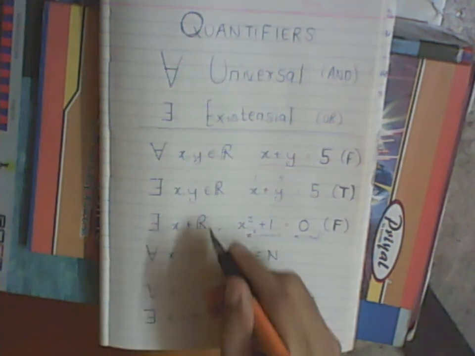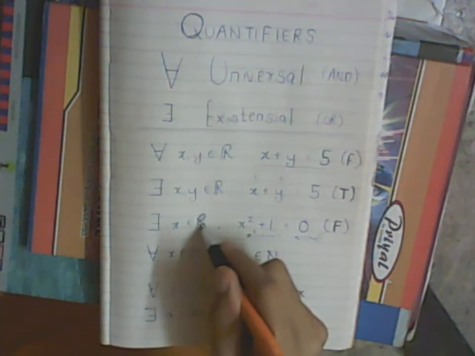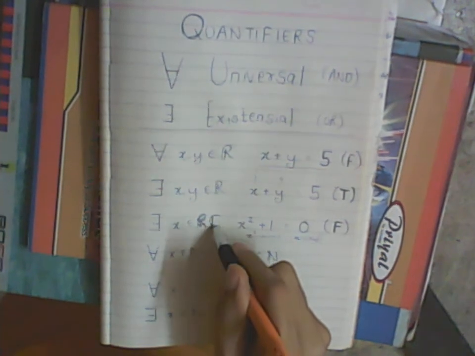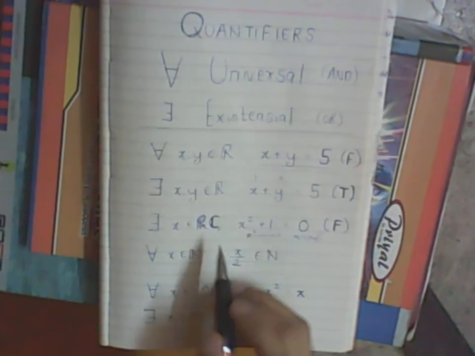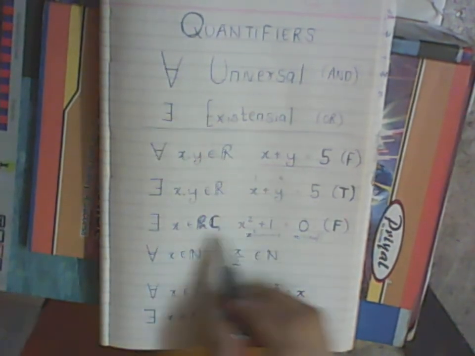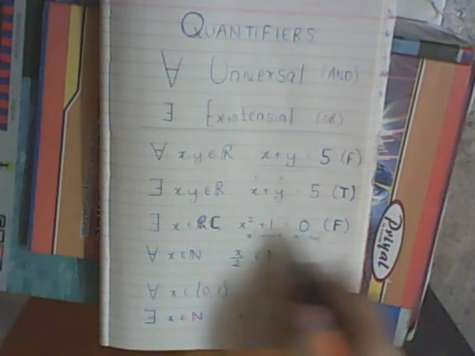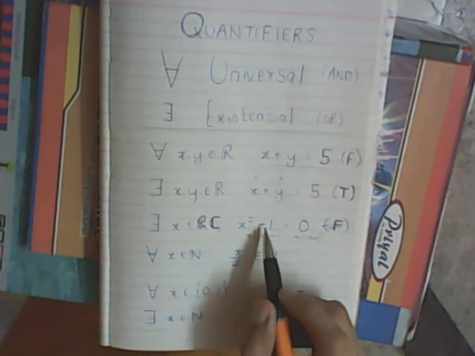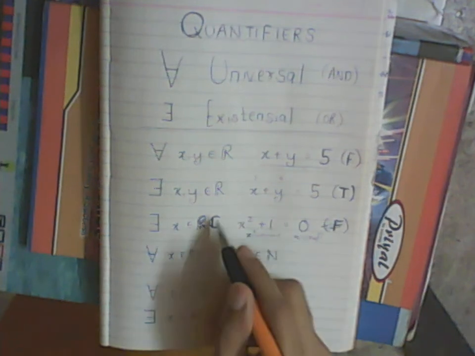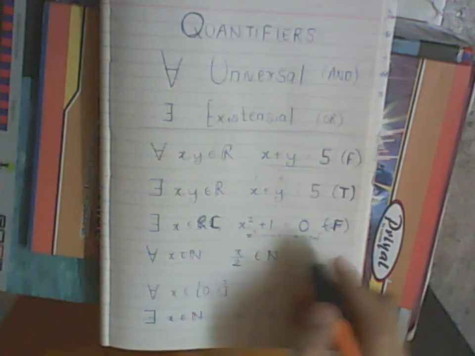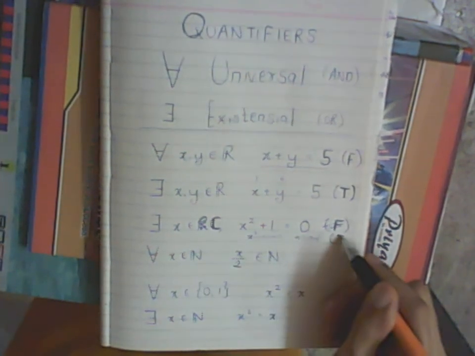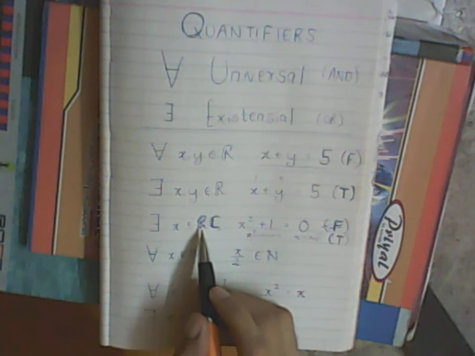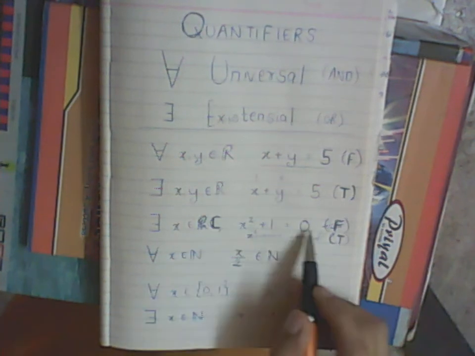Now, instead of real numbers, if I had, let's say, the set of complex numbers, if I replace this with a set of complex numbers, then this becomes a true statement because we know there is a complex number i whose square becomes -1, and if you add 1 to it, it becomes 0. So if I had the complex numbers instead of real numbers, this would be a true statement. If it were the real numbers, it would be a false statement.